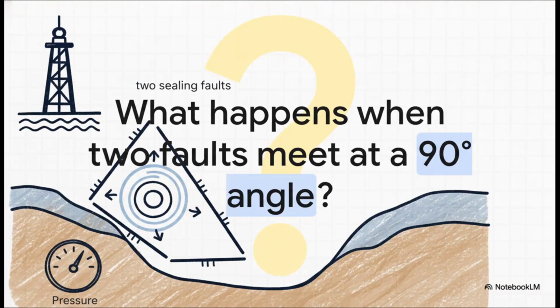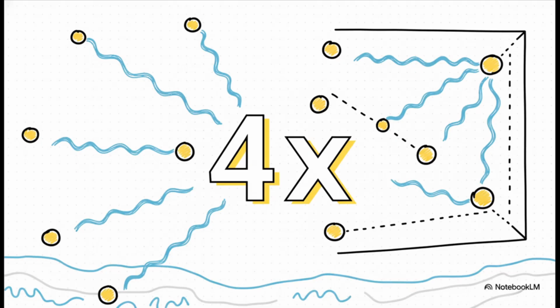Let's take that classic case. Your well is producing, and it's boxed in by two sealing faults that meet at a perfect 90-degree angle. What do you think happens to our pressure signal now? 4 times. The signal quadruples. It jumps by a factor of 4. And why? Because you don't just have one echo anymore. You have the echo from the first wall, the echo from the second wall, and you even have an echo of an echo bouncing off the corner itself. All those virtual image wells add up, and they create this massive signal that tells you, without a doubt, that you are in a 90-degree corner.